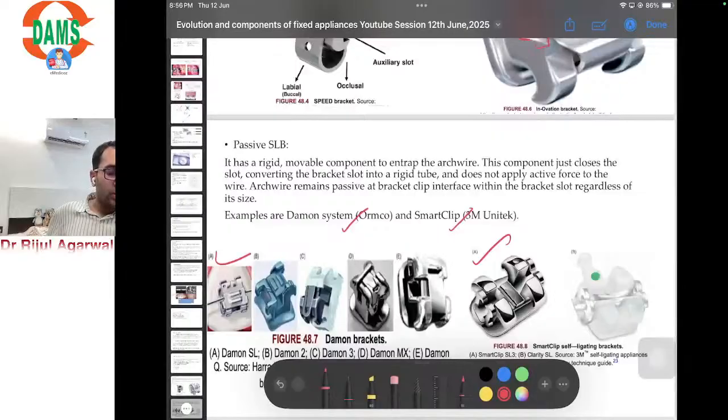Okay, so this concludes my lecture on the evolution and components of fixed appliances. If anyone has any doubt, can ask me. Damons are the passive self-ligating brackets.